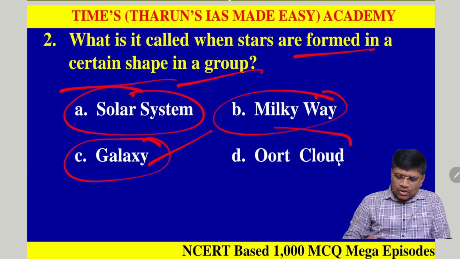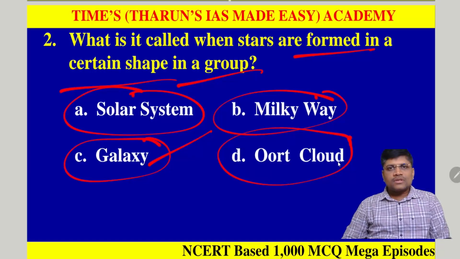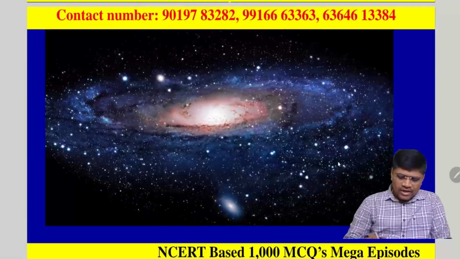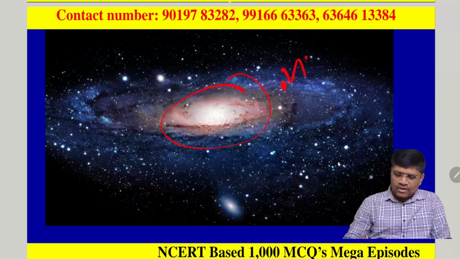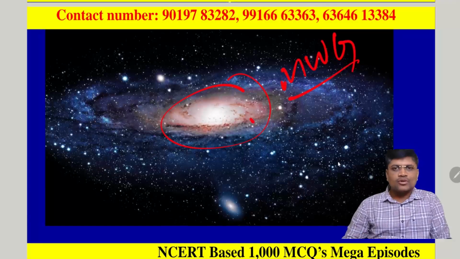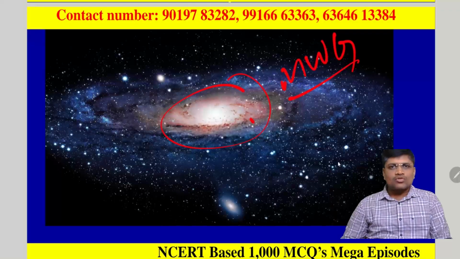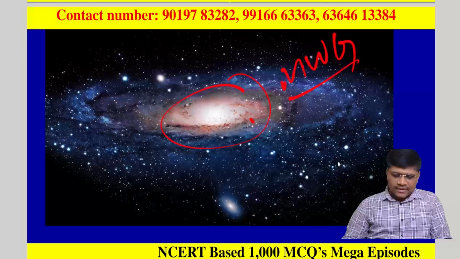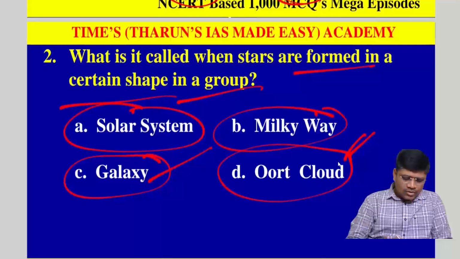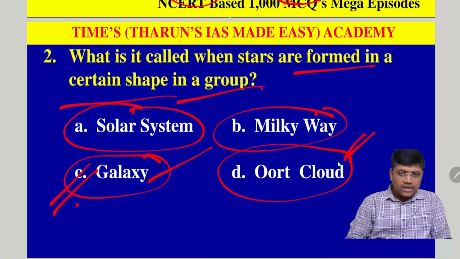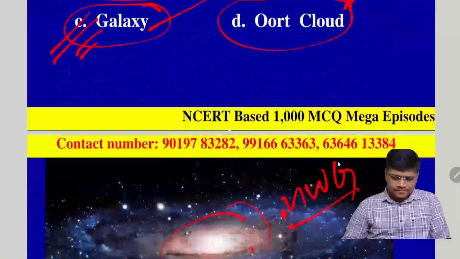So what is the Oort cloud? The solar system is surrounded by some dust particles which are called the Oort cloud. This is the example of the Milky Way galaxy. A group of stars together is called a galaxy, and our sun, our solar system, lies in the Milky Way galaxy. Clear? So the option is C. When the stars are formed in a certain shape, we call it a galaxy. Clear?